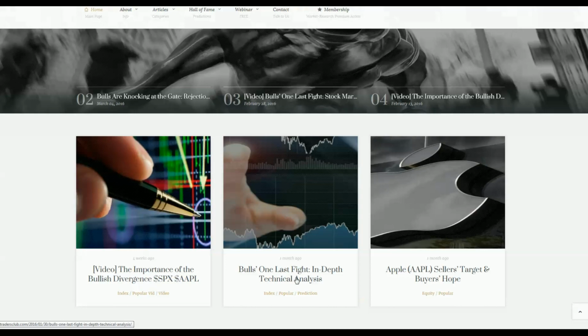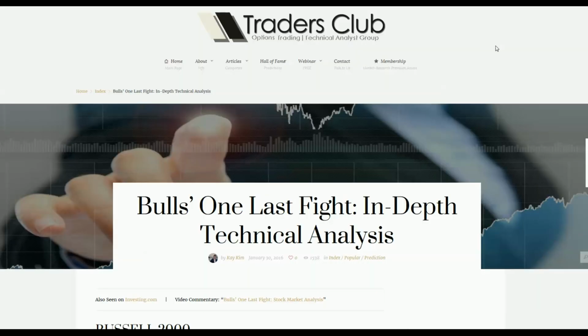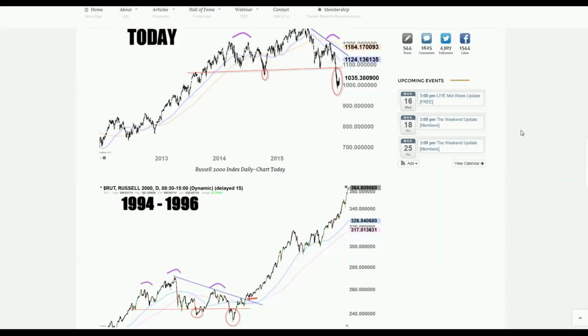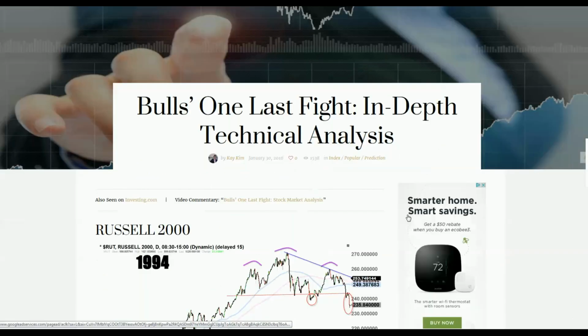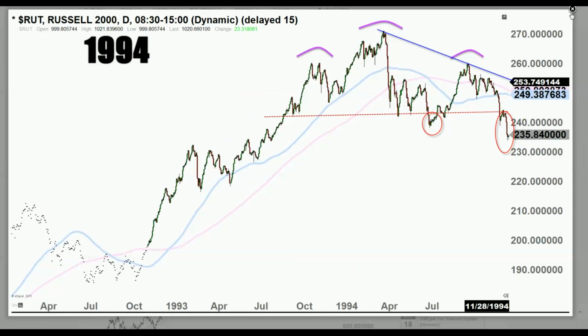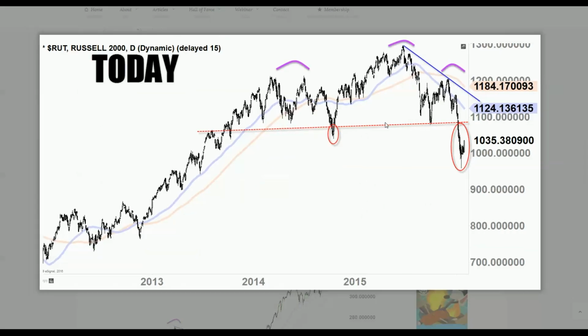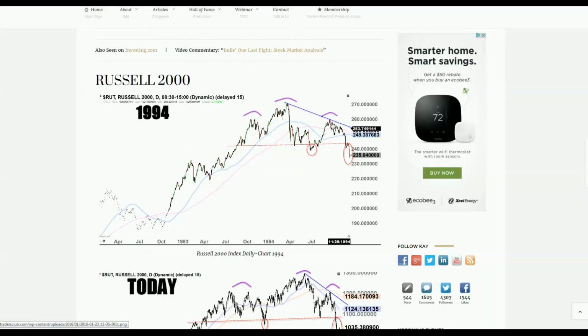I think Russell can potentially play out like it did back in 1994. Again, I'm not sure that's how it's going to play out, but we've seen something happening here. This is an article that I wrote about a month ago, and this was in 1994. I talked about this in my last video, and I end with it. This kind of stuff doesn't happen all the time, but potentially we have very, very similar price action.